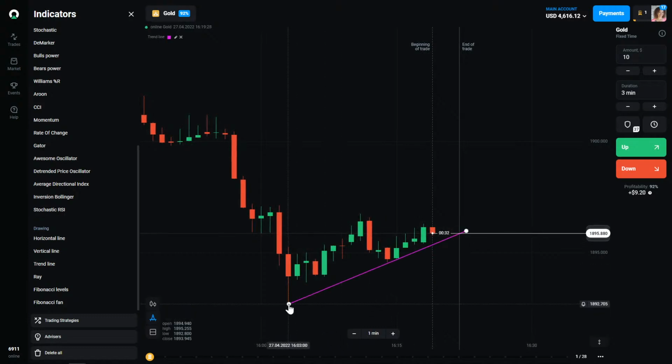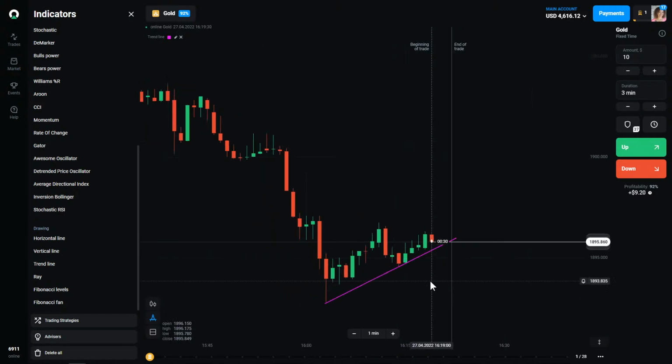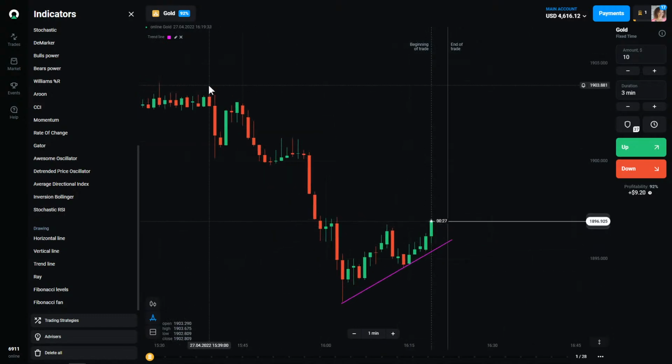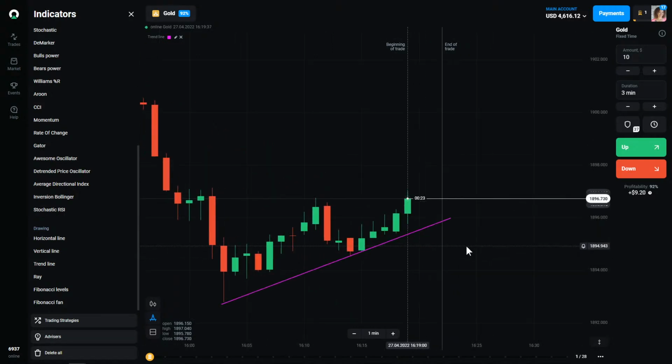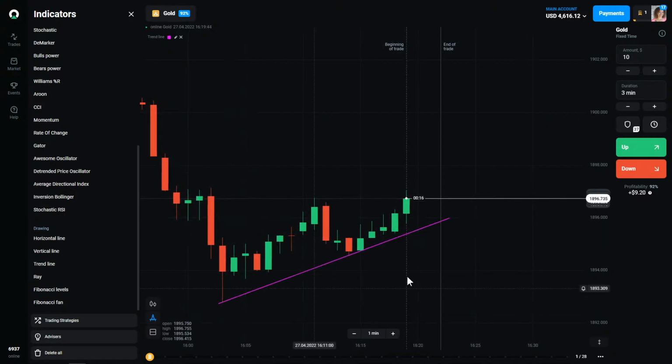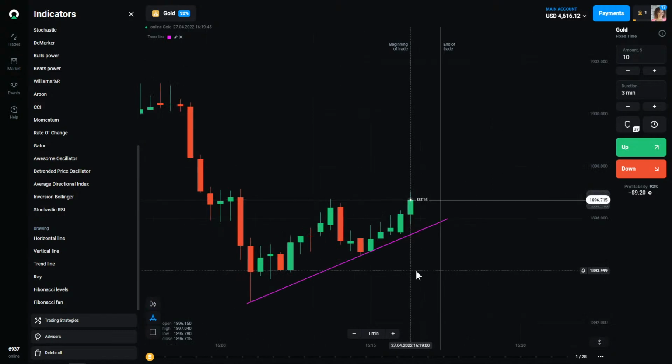Right here, what I see is a little mini trend line up, and I can visually see that the price broke a level of resistance. So what would be ideal right here would be for the price to reach this trend line, and then I would enter an up trade. Let me see if we have.